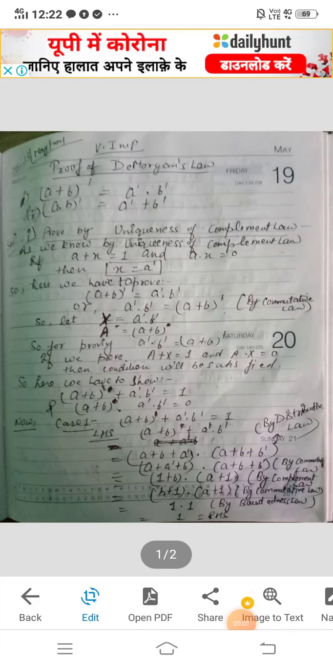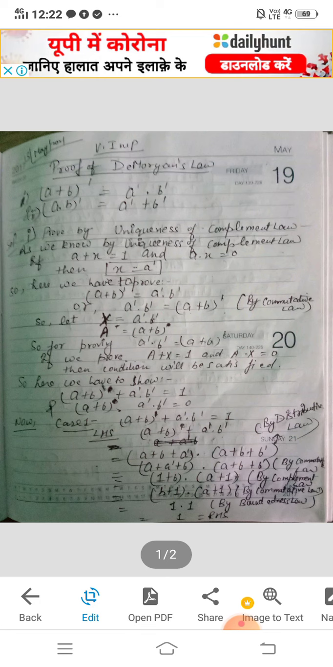Everyone, in today's class I will discuss the proof of De Morgan's laws. It is very important. First of all, you must learn all the laws, the 11 laws I have discussed in previous videos. After that, you will be able to prove De Morgan's laws. So in today's video, we will try to prove this law.